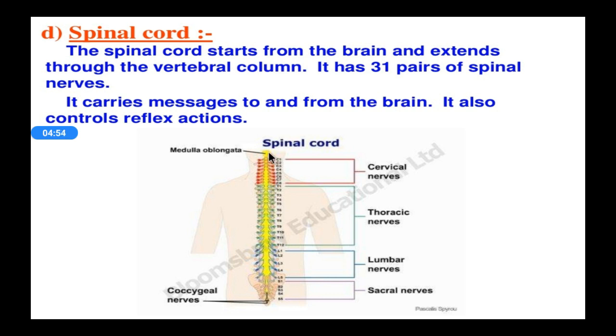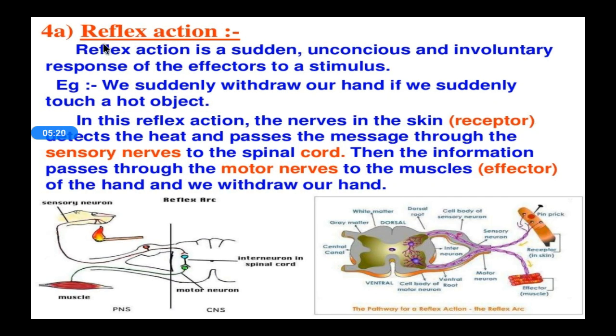It carries messages to the brain and also from the brain, and it controls reflex action. Reflex action means the immediate response which we show. That will be discussed in the next slide. So the spinal cord starts from the brain and extends through the vertebral column.